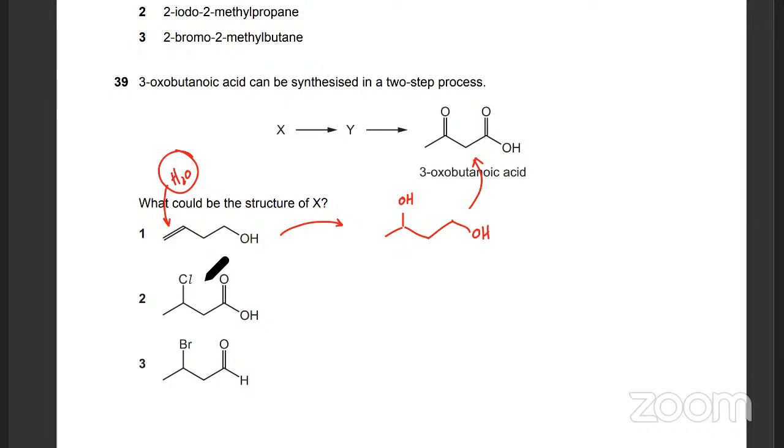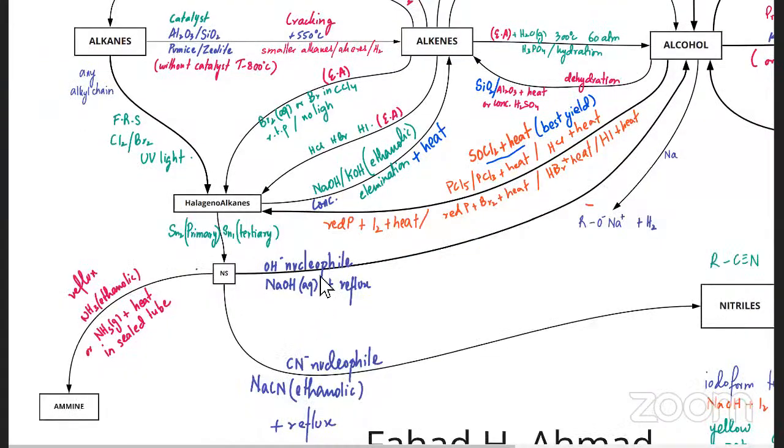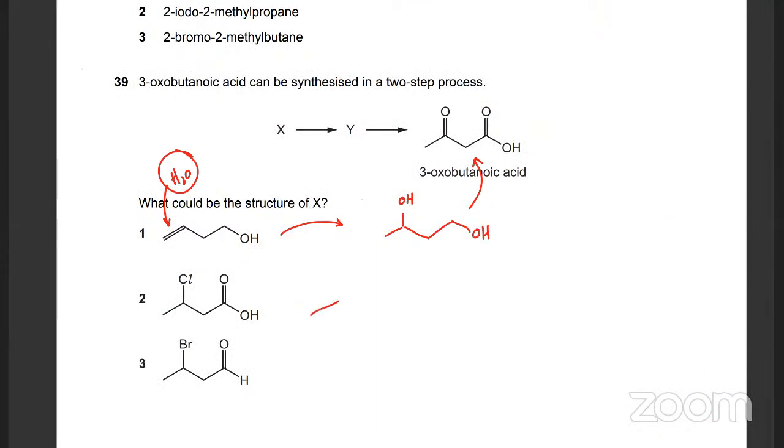Nucleophilic substitution. Okay, you have a halogenoalkane, and you need to displace that halogen with an OH. You have to turn it into an alcohol. So that's the first step. And this side is already a carboxylic acid, so we don't care about that one. This one turns into an alcohol. The Cl is replaced by an OH. That's the first step. The second step is pretty much the same. You oxidize this and it turns into this molecule. So that is again 2 steps.